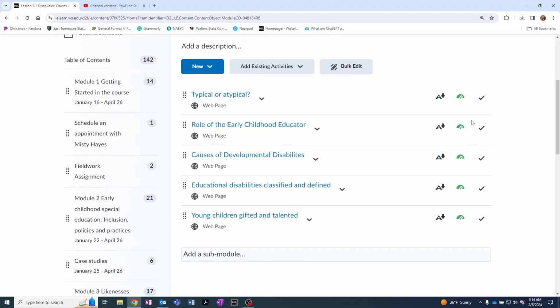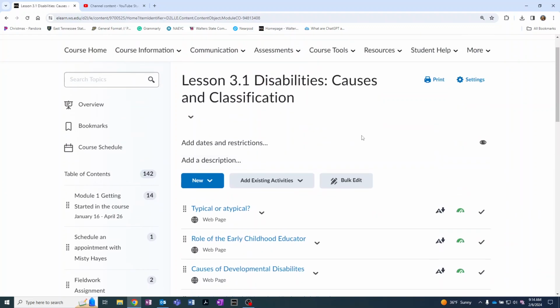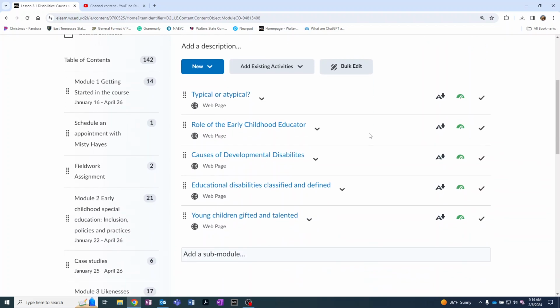Now, getting into the first lesson, I'm not going to click on these for the sake of time, but I want you to see here that this is really going to start looking at the different causes and classification of disabilities, right? What is it talking about when we say typical or atypical? What is your role in the classroom? What are some prevalences or causes of developmental disabilities? And how are they classified and defined? And again, that goes back to the IDEIA that we discussed. And then we're going to specifically end the first lesson talking about young children who are gifted and talented.